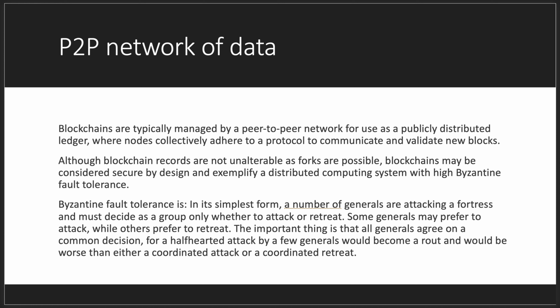And there's something called Byzantine fault tolerance. This is actually really cool. Byzantine fault tolerance is a really cool way of looking at how data is handled, and the P2P network really does take a look at this. In its simplest form, and I pulled this off the web, a number of generals are attacking a fortress and must decide as a group only whether to attack or retreat.